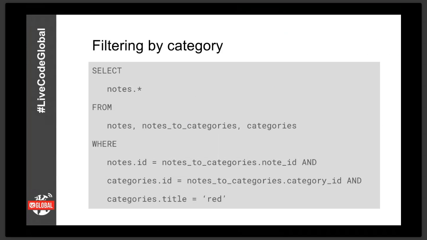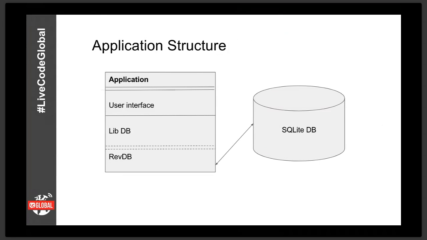So the final part before we finish up is talking about moving our app to the cloud and how we've actually structured our app. If you look at our app at the moment, we have our user interface that talks to libdb, which in turn talks to revdb, which talks to SQLite. So that's the basic structure of our app at the moment. That works very nicely for what we've got. We've got a degree of separation, which is nice and clean. Each individual bit does its own individual task, which is exactly what you want with application design.